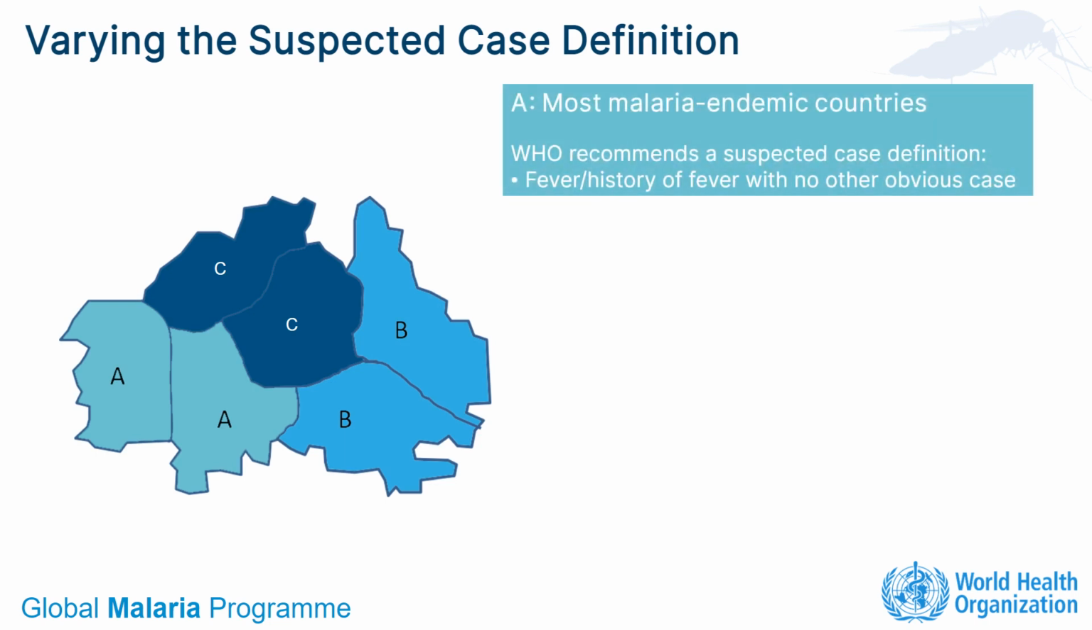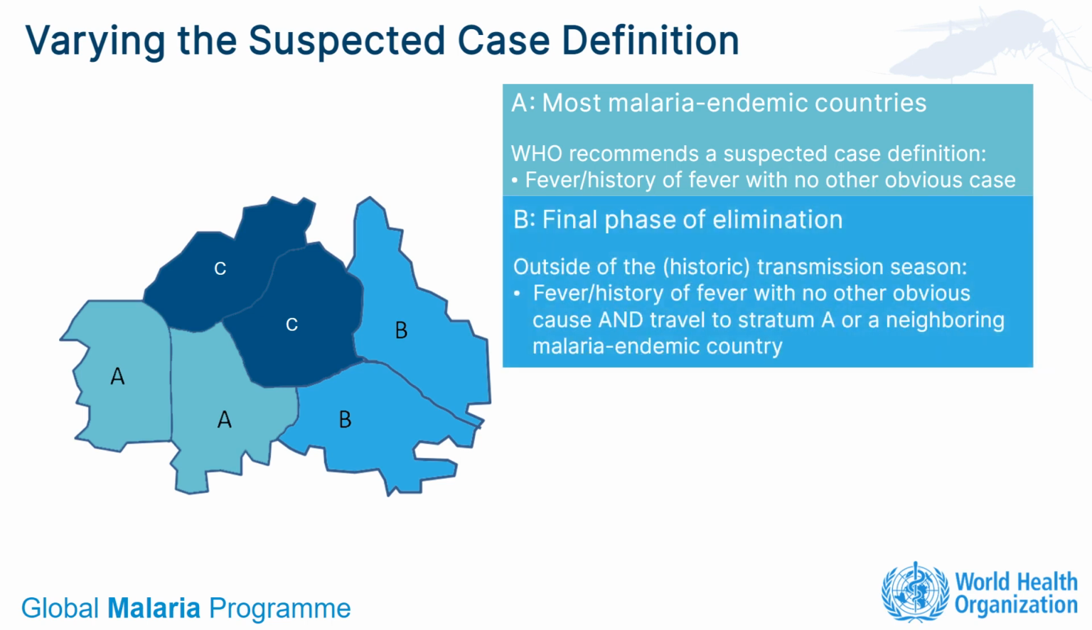In stratum A, there is a moderate to high levels of local transmission, and it is considered a burden reduction setting. No case investigations are conducted because there are too many cases. But obviously, we still need to detect, diagnose, and treat cases. In stratum A, which is like most malaria endemic countries, WHO recommends a suspected case definition that calls for fever or history of fever with no other obvious cause. This definition is very sensitive, but the transmission level is high enough that it is likely to find many positives.